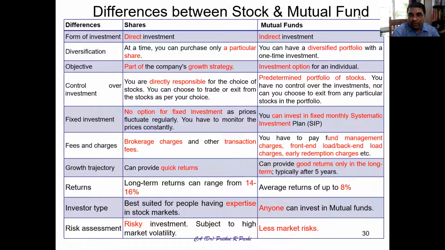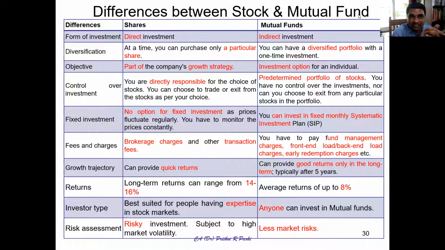Now, if you technically try to differentiate between mutual fund and stock market investment, here is a list of issues on the basis of which we'll be able to differentiate. First is the form of investment. When you invest in shares, it's a direct investment. You are deciding where you are making the investment. But a mutual fund is an indirect way of investment. You are not selecting exactly which instruments the investment is made in. It is the asset management company, the mutual fund, that is deciding. So it is an indirect way of investing.